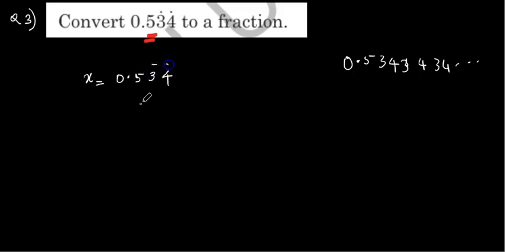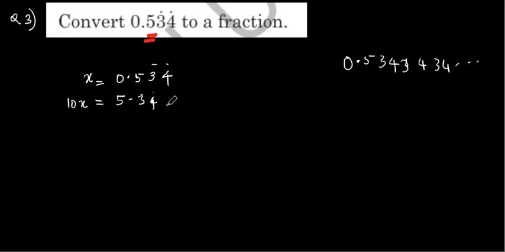So now let's do one more. So here you can see that it's a little bit different. You can see that there is no dot above 5, which means 5 is not repeating again and again. It's just 0.5343434, it's going like this. Okay, so let's do the first step. It's always writing x. x is equal to 0.534. Okay, so now if I multiply with a 10, I would get 5.34 repeating.